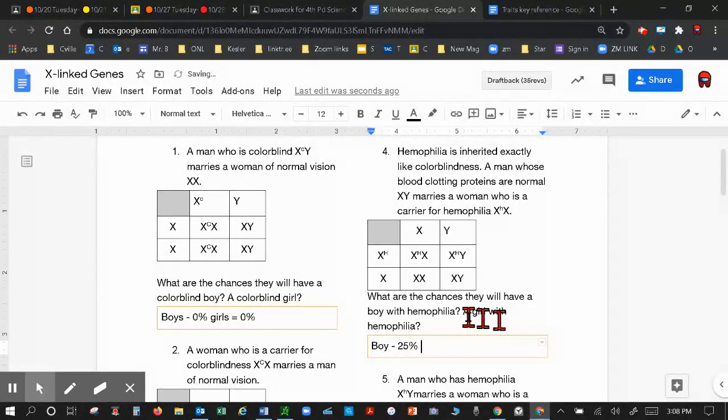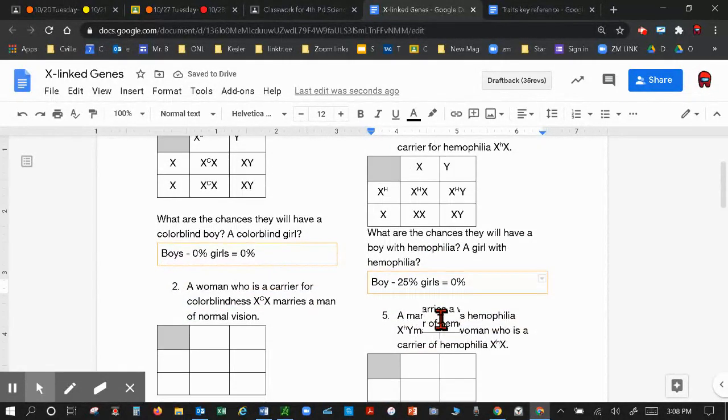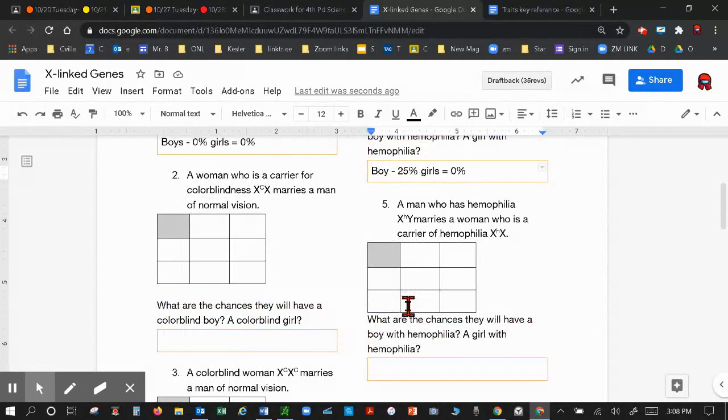As you can see, a girl with hemophilia, none of them have girls that have hemophilia. I'm not looking at just what percent of the girls are, I'm looking at the percent of the entire Punnett square. So the girls here again are 0%. Remember, these recessive disorders are always more common in boys than girls. Okay, so you'll do the same thing on the rest of the page.